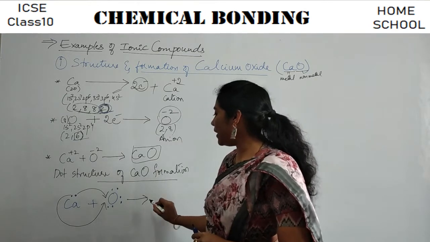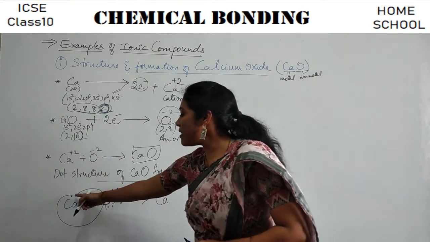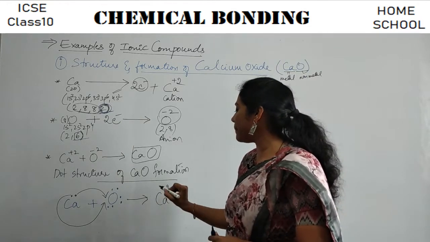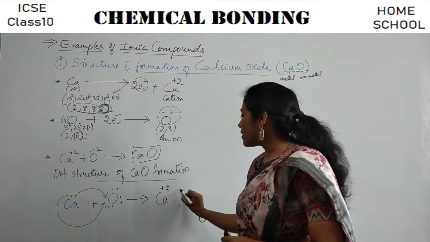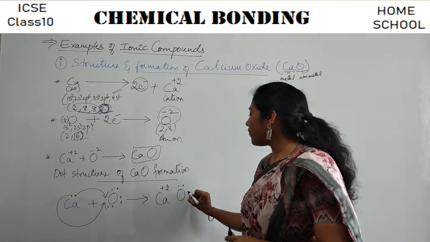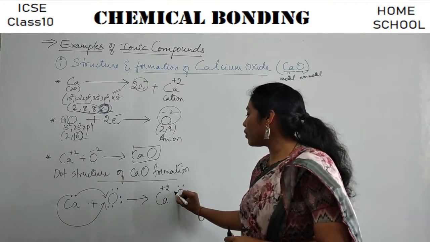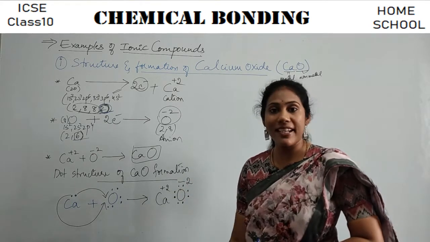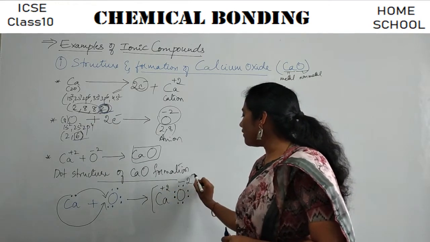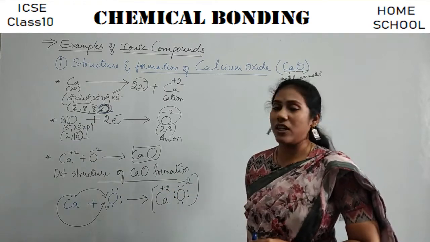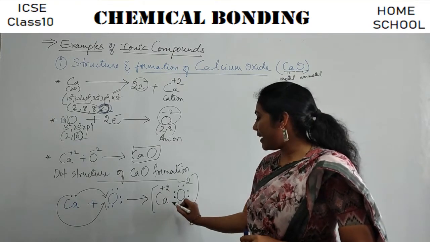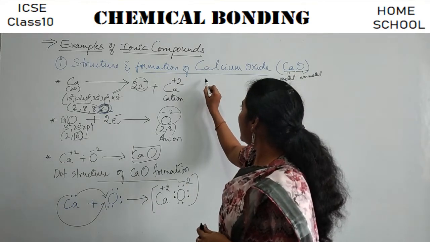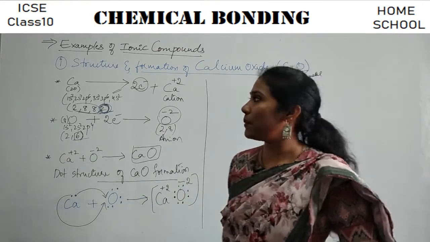And so what will you indicate? Ca, it has lost both of its last electrons, that is valence electrons, and it has got a Ca+2 charge. And oxygen, along with its 6 electrons, got 2 more and became stable and it's in a -2 charge state, right? So this is our calcium oxide dot structure. Clear? CaO, ionic compound. So this is all about the calcium oxide formation.